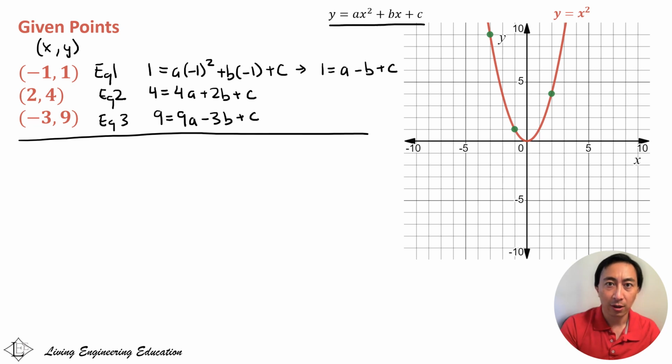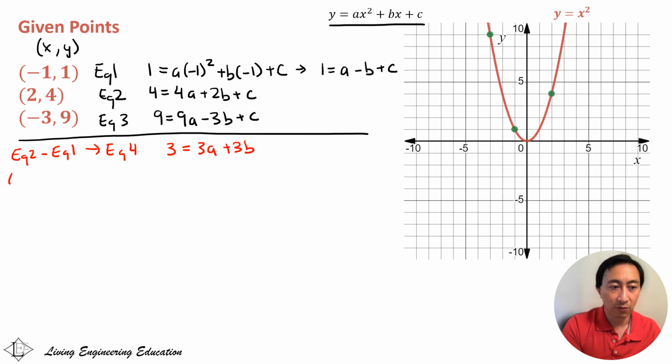Step 2, we subtract 2 pairs of these equations to drop out our c term. So I'm going to say, let's see, equation 2 minus equation 1. This will give me, and I'll call this equation 4, 4 minus 1 is equal to 3. 4a minus a, that gives me 3a. 2b minus negative b is 2 plus 1 times b, so 3b. And then c minus c, I don't have a c term, right? So that's my new equation 4.